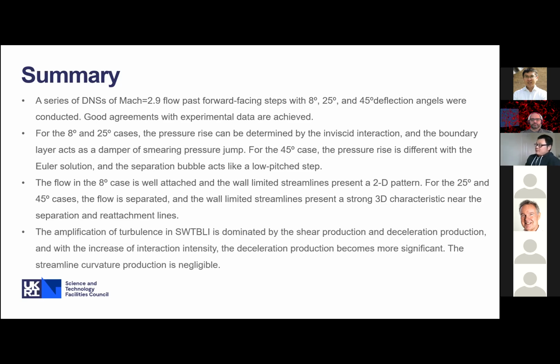And then the amplification of turbulence in shock wave boundary layer interaction is dominated by the combined effect of shear and flow deceleration. With the increase of the interaction intensity, the deceleration production becomes more and more significant. But for all the studied cases, the streamline curvature production is not dominant. But for the 45 degrees, we see a notable contribution from the streamline curvature.